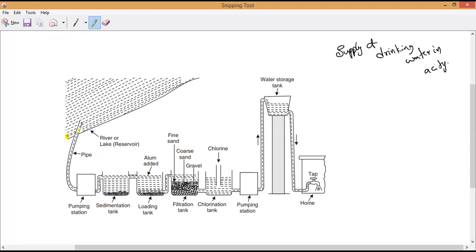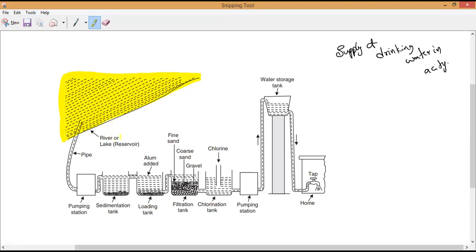So all the municipal water is taken from these reservoirs only. When the rain comes, the water will be stored in these reservoirs. So from those reservoirs, water will be collected by the municipal tanks.